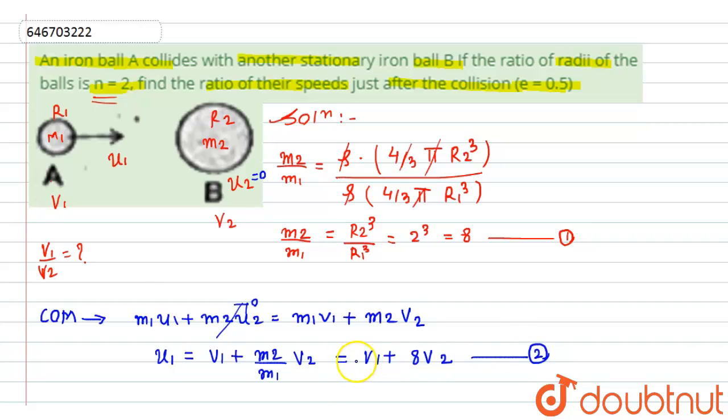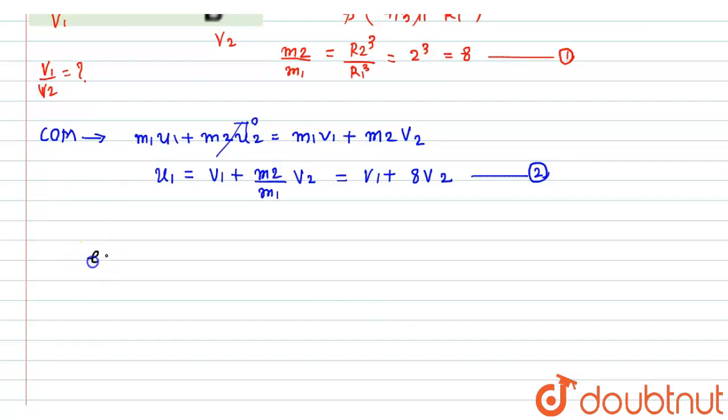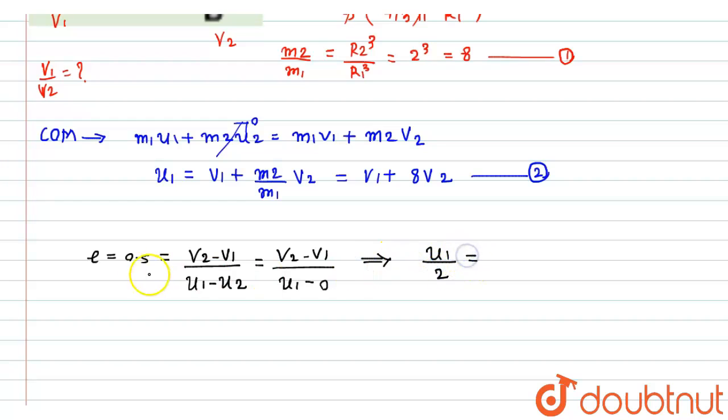Now, we are given the coefficient of restitution, e equals 0.5. It is defined as the velocity of separation, v2 minus v1, divided by the velocity of approach, u1 minus u2. Since u2 is 0, it becomes v2 minus v1 divided by u1. This 0.5 can be written as 1 by 2, so u1 by 2 equals v2 minus v1. Let's call this equation number 3.